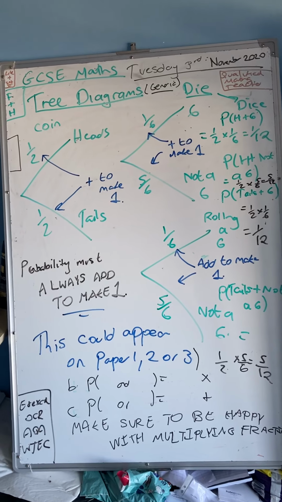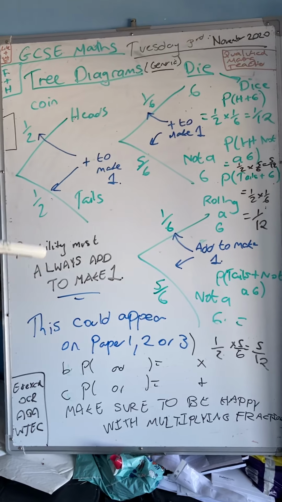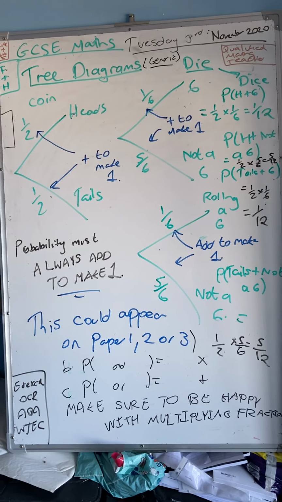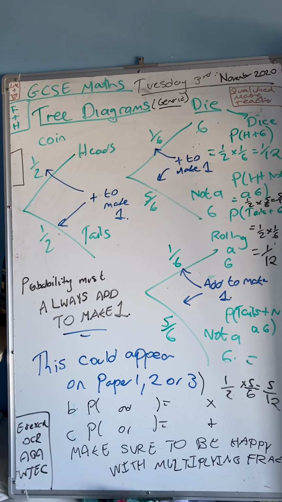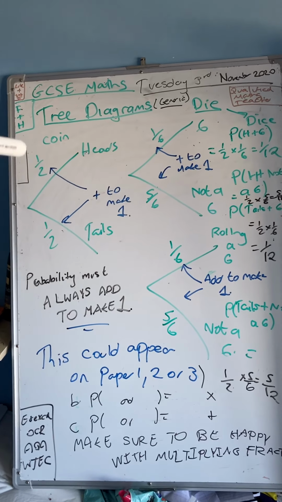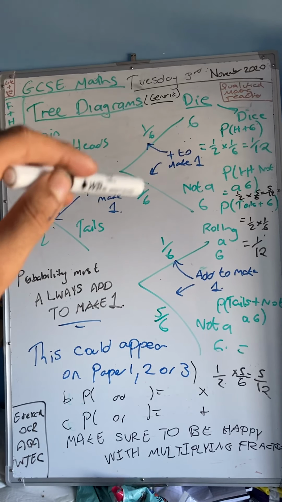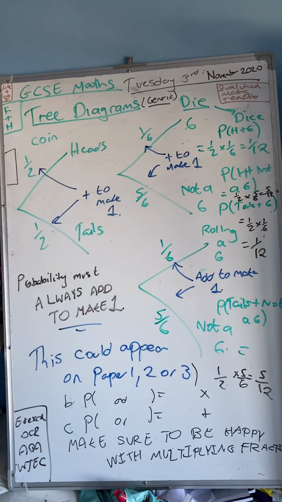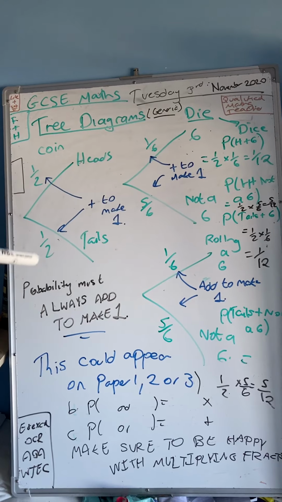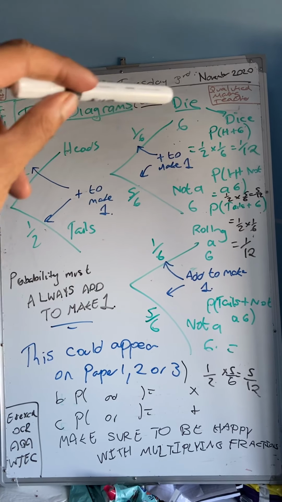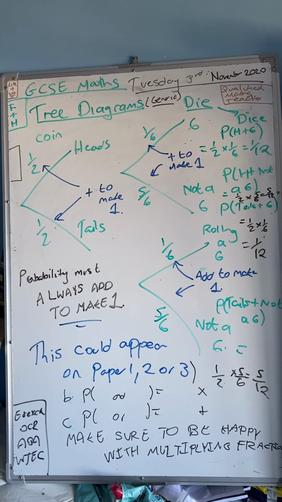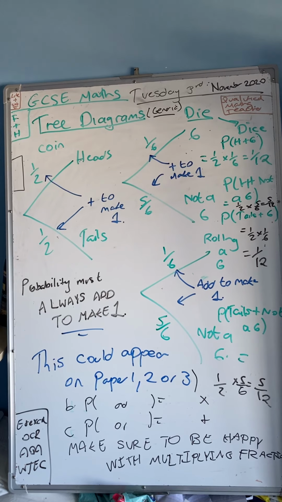A few key points. Probabilities must always add up to make one. That is the first golden rule, so make sure you remember that. That means each branch and each sub-branch must add to make 1. A half plus a half is 1. 1/6 plus 5/6 is 1. That is your key message, because in the exam they might ask you to fill out the remaining branches. So you must know that each set of branches has to add to make one whole.